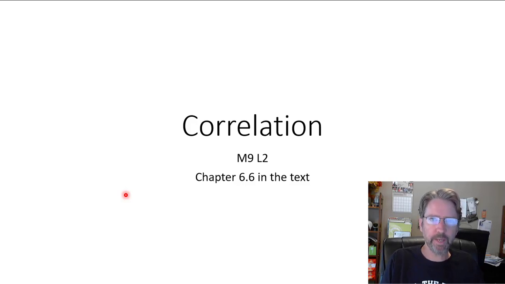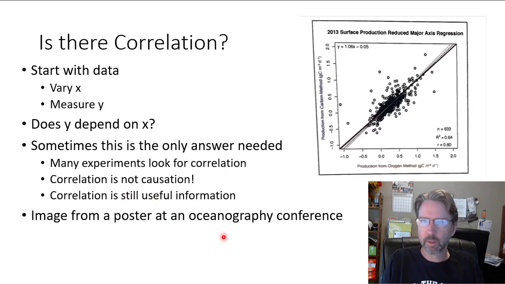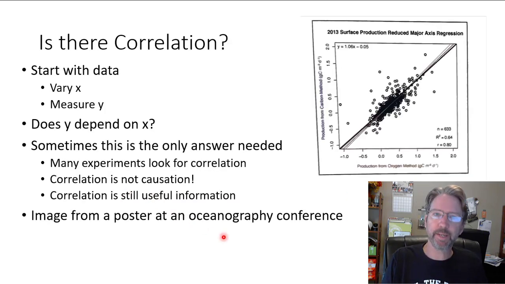Okay, so let's look at correlation in data points. So for this lecture, we're just looking at, is there correlation? This is an important question to answer. So the setup is we take some data, we vary an x value, and we measure y. And then we can graph it. And the question is, does y depend on x? Is there a change in y when we change x?